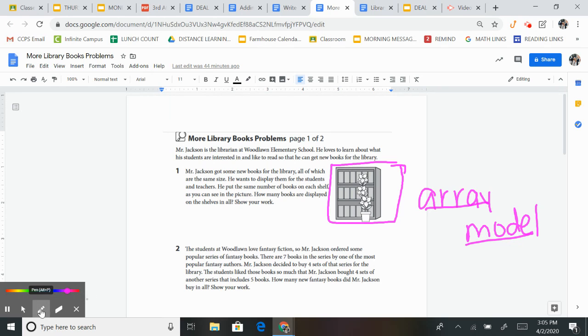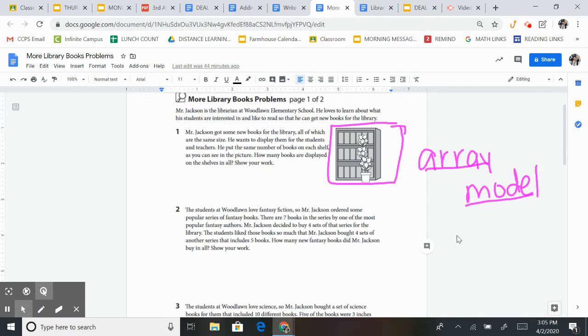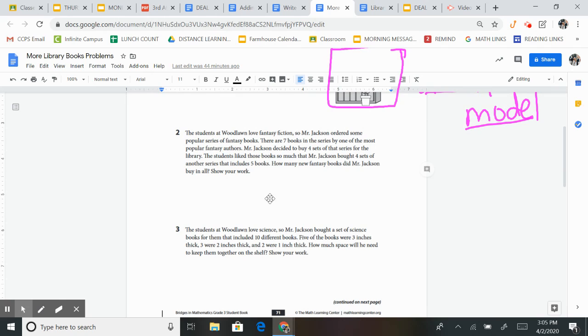Okay, that's number 1. Now we are going to look at number 2 in detail. So it says, the students at Woodlawn love fantasy fiction, so Mr. Jackson ordered some popular series of fantasy books. There are 7 books in the series by one of the most popular fantasy authors. Mr. Jackson decided to buy 4 sets of that series for the library. The students liked those books so much that he bought 4 sets of another series that included 5 books. How many new fantasy books did Mr. Jackson buy in all? Show your work.